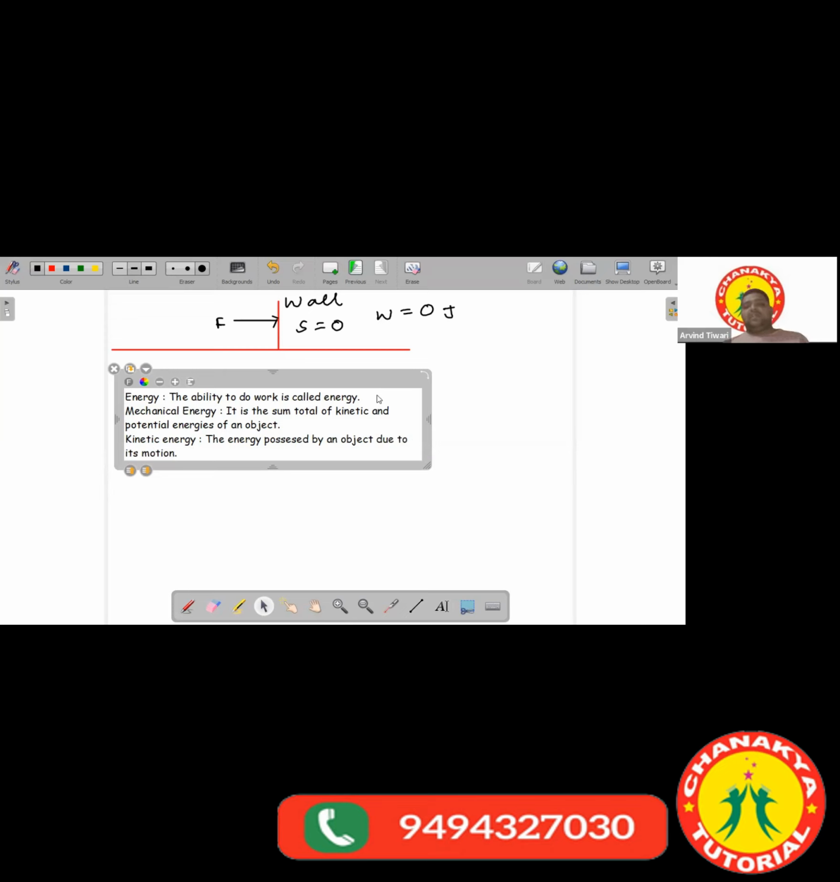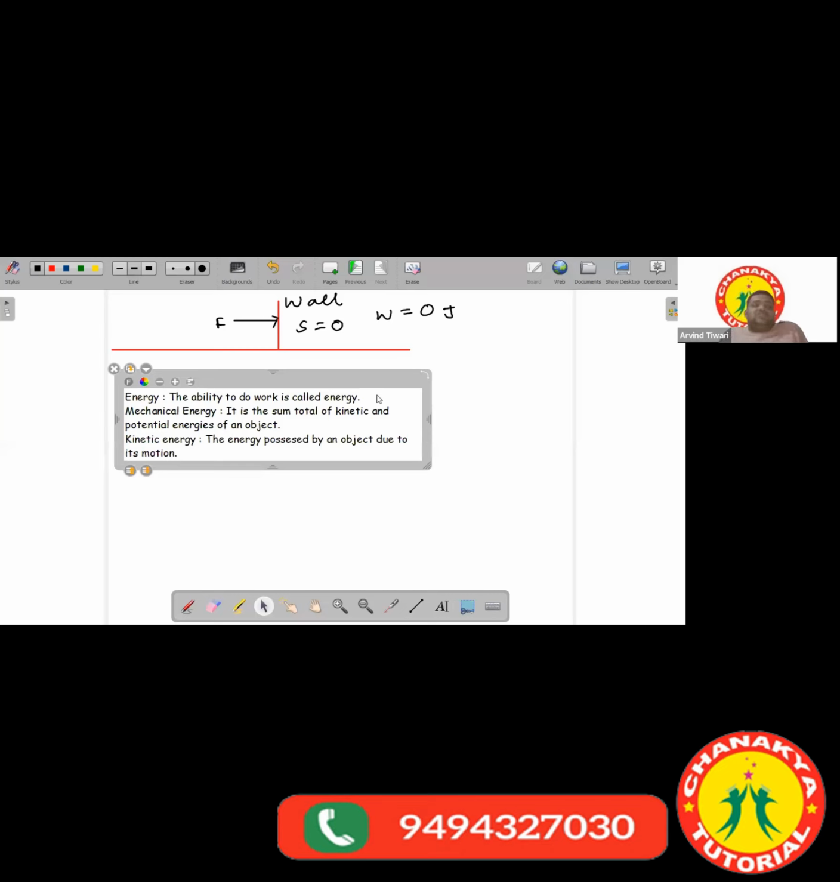Similarly, we have potential energy also. It's not necessary that the object is at rest. It can happen that the object is moving and still it possesses potential energy. For potential energy, there should be a change in position or change in its configuration. Configuration means arrangement or its shape. So a change in shape can also bring about potential energy.